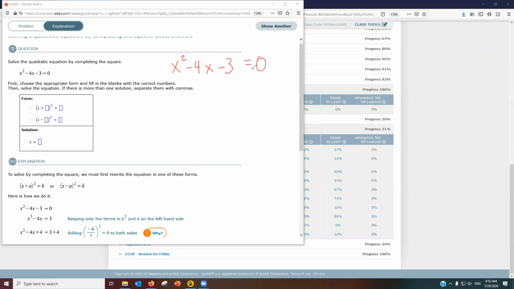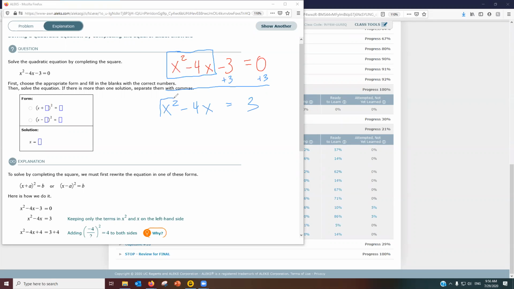All right, the first thing I'm going to do is try to isolate this part of the equation all by itself. So to do that, I'm going to get rid of the subtraction of 3. I'm going to add 3 to both sides. So we have x squared minus 4x equals 3.